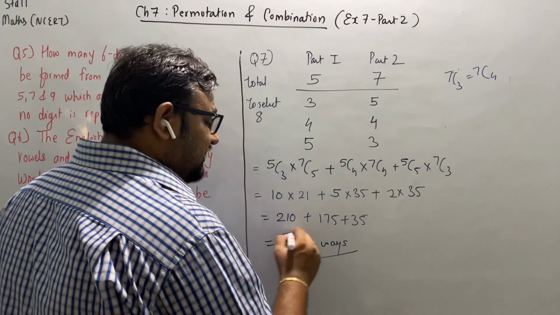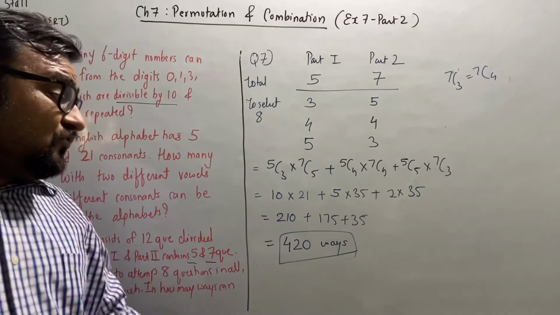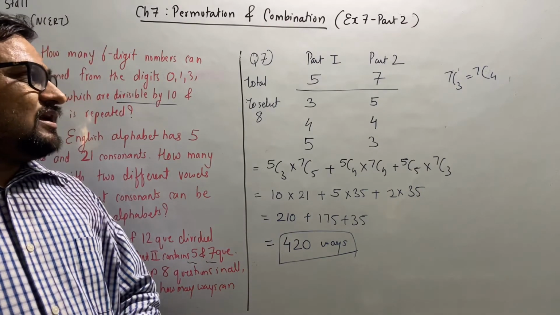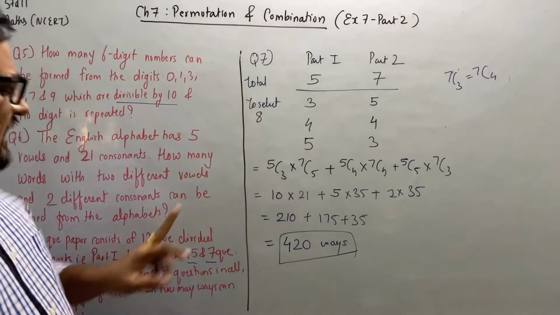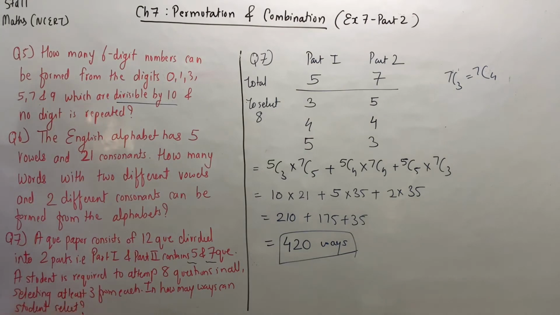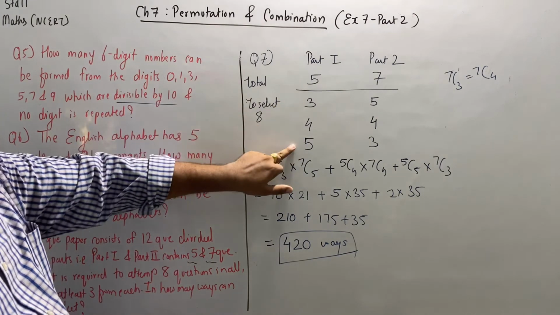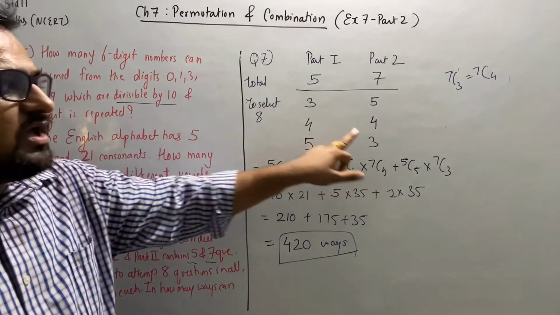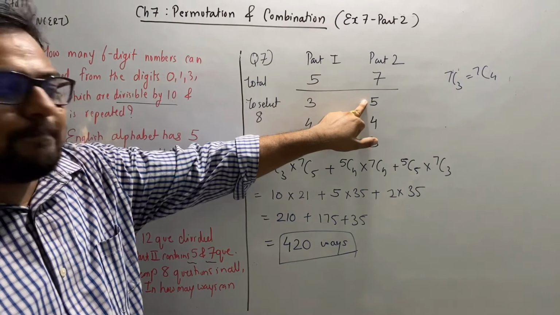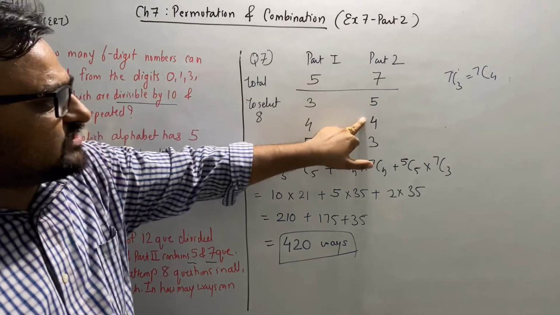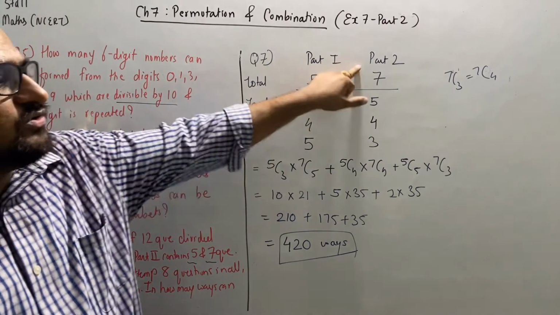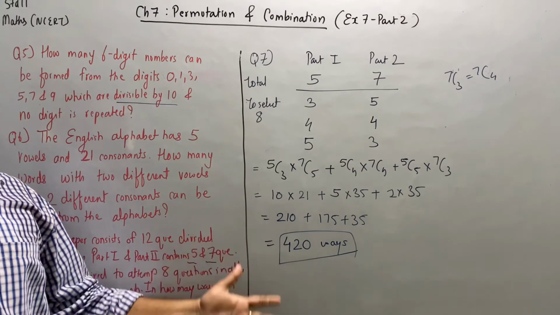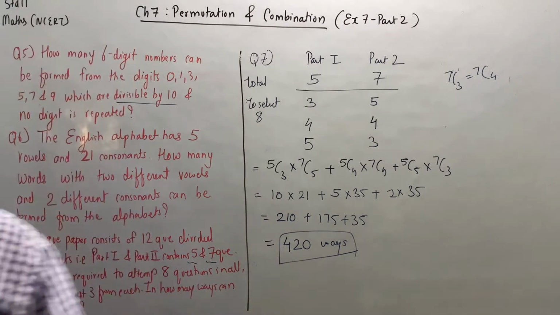See, the student can attempt the test in 420 ways. Okay, clear? So see what we did. We have to attempt at least three from each, so either three or four or five. If three is there, remaining five. Four, remaining four. Five, remaining three. So 5C3 into 7C5 plus 5C4 into 7C4 plus 5C5 into 7C3. So there are 420 ways. So just note down question number 7.